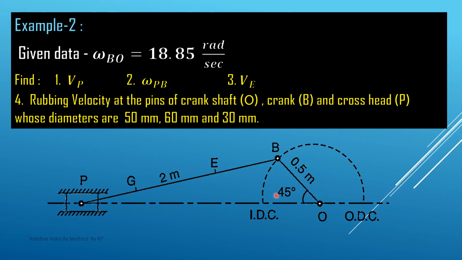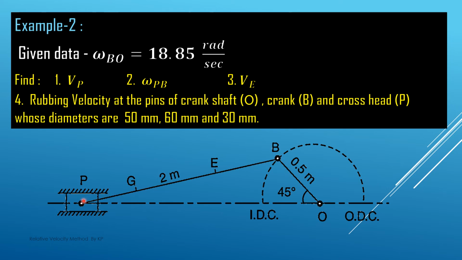We have seen that there are different pins at point O, point B and point P, because all are pin joints here. So we have to find out the rubbing velocity at the pin of crankshaft O, crank B and then cross head at P, where the diameters are given as 50 mm, 60 mm and 30 mm. So this is the actual problem.